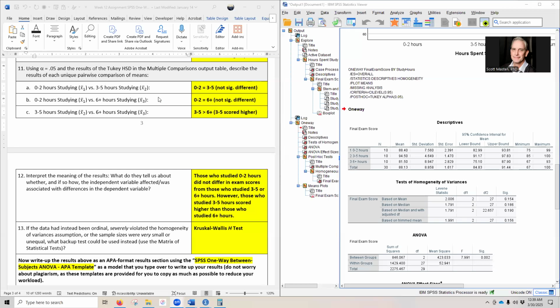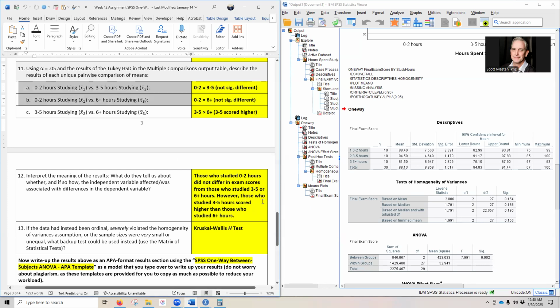Now what we need to do is put it all together, and that is the what would you tell your grandma if she asked you about your study? So we know that 0 to 2 scored about the same as those who studied 3 to 5. 0 to 2 also didn't differ from those who studied 6 or more, but those who studied 3 to 5 hours performed better than those who studied 6 plus hours. That is what this says. Those who studied 0 to 2 hours did not differ in exam scores from those who studied 3 to 5 or 6 plus. However, those who studied 3 to 5 hours scored higher than those who studied 6 plus hours.